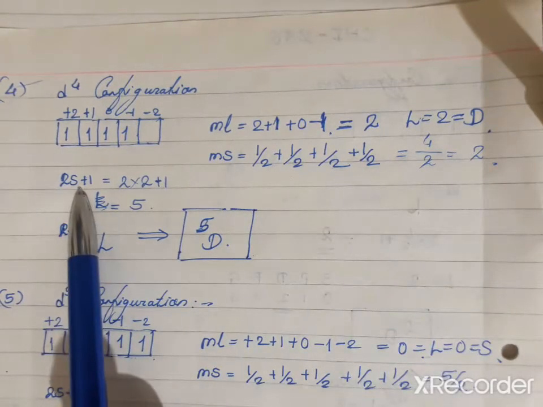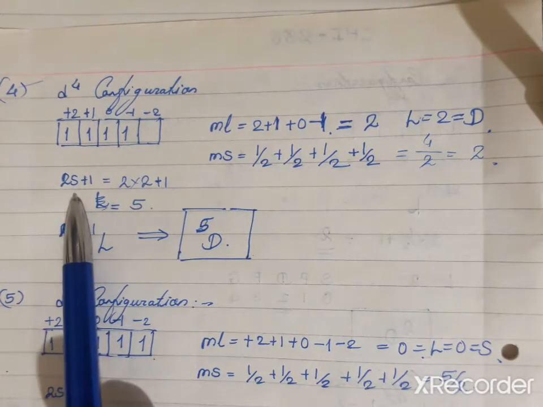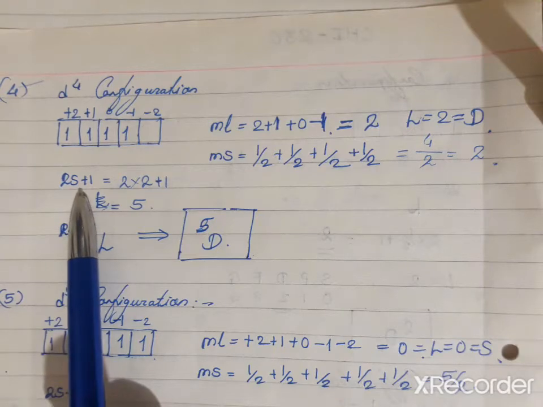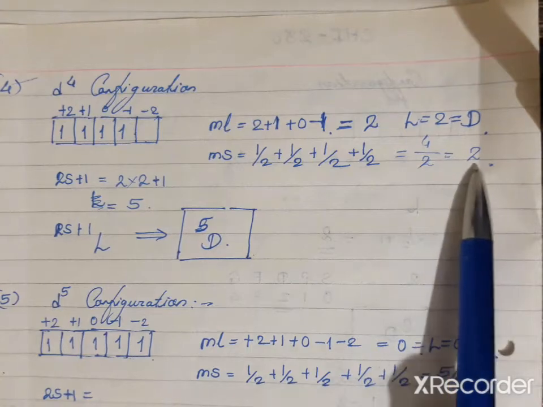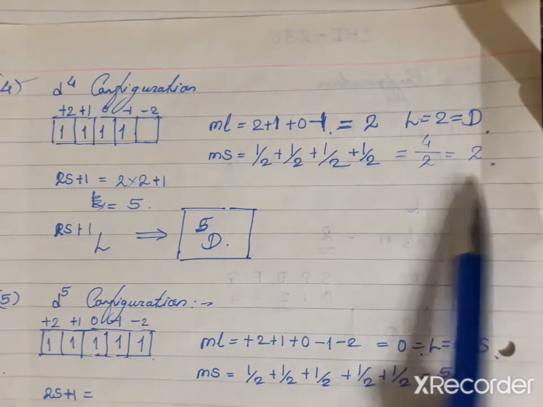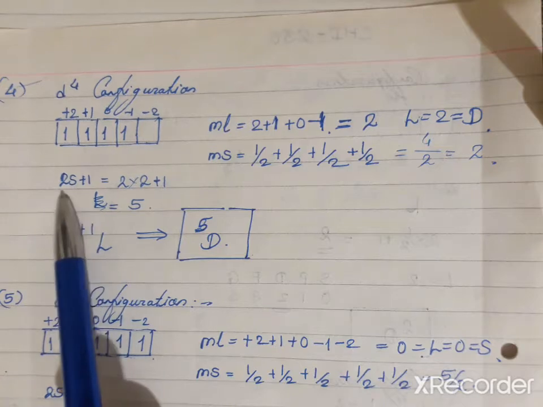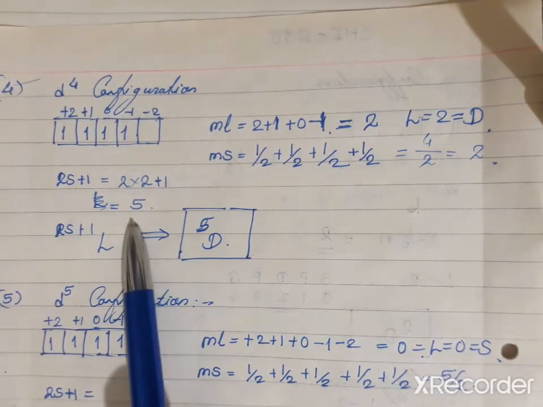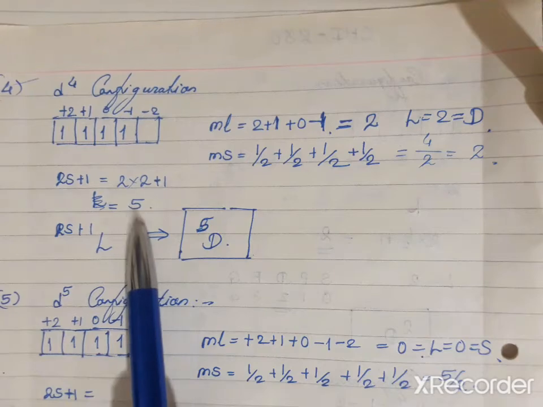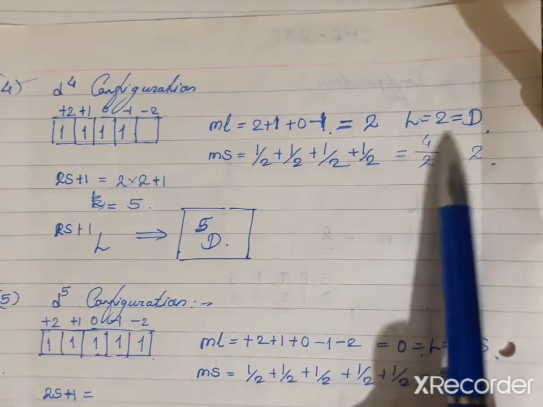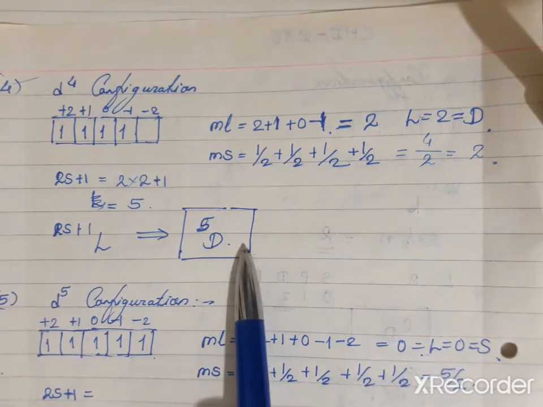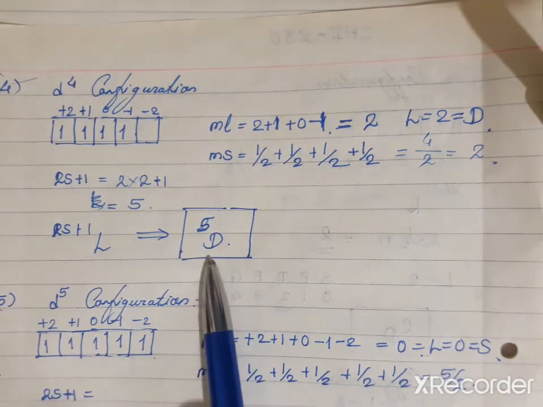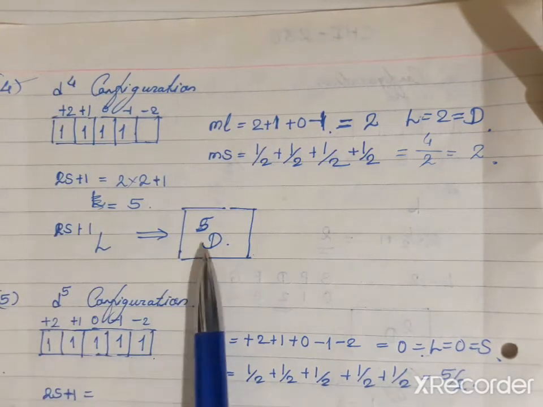So 2S plus 1 is the spin multiplicity formula. We use this formula to calculate the spin multiplicity. Okay. So put in that value of S. Where is S? This one is the S value. 2 is S. So 2 into 2 plus 1 is equal to 5, which means it is pentet. And L is equal to 2 means D term. So now it is pentet D. So the term symbol, or Russell-Saunders term, or RS term, or ground state term for the d4 configuration is pentet D.